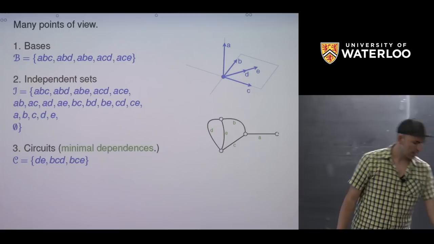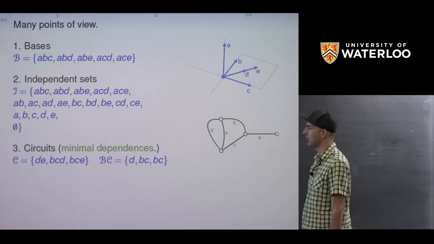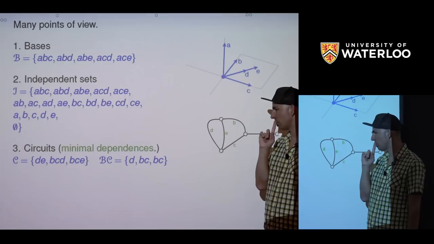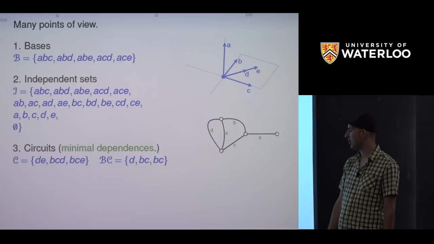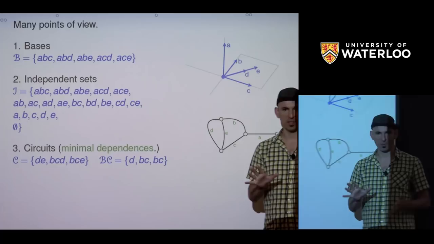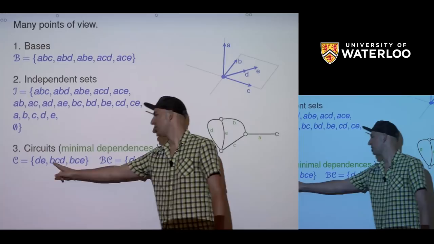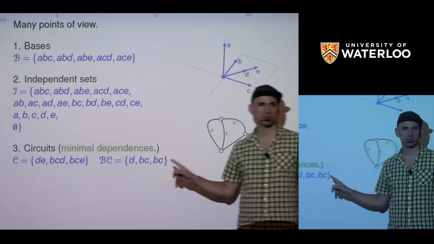We'll come back to this in a moment, but it turns out that something useful to do is to take the circuits and remove the biggest element according to alphabetical order. I'm going to also consider this set called the broken circuits, where you take each circuit and chop off the biggest element. Out of D and E, I remove E. Out of B, C, and D, I remove D. Out of B, C, and E, I remove E. Those are called the broken circuits. You have a question?